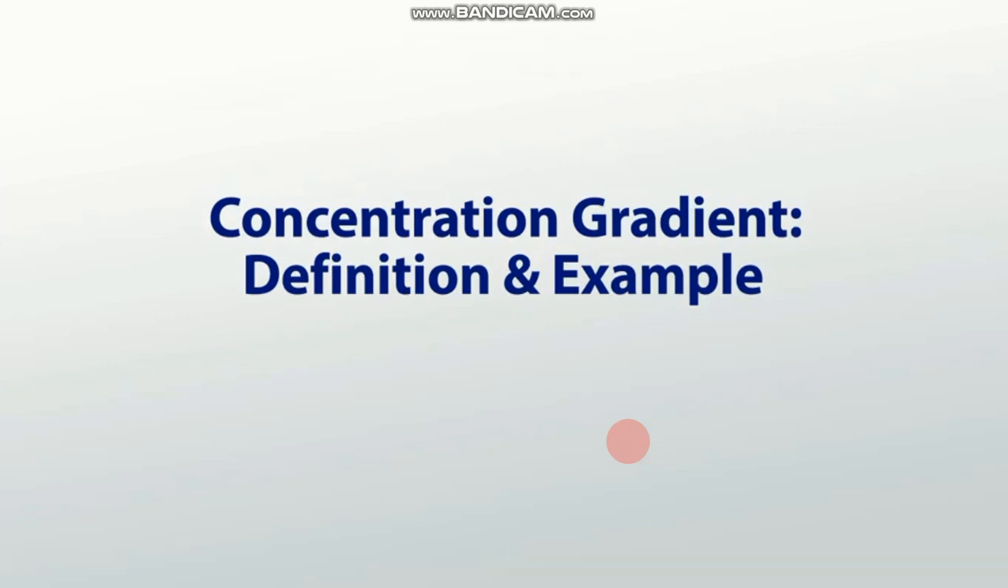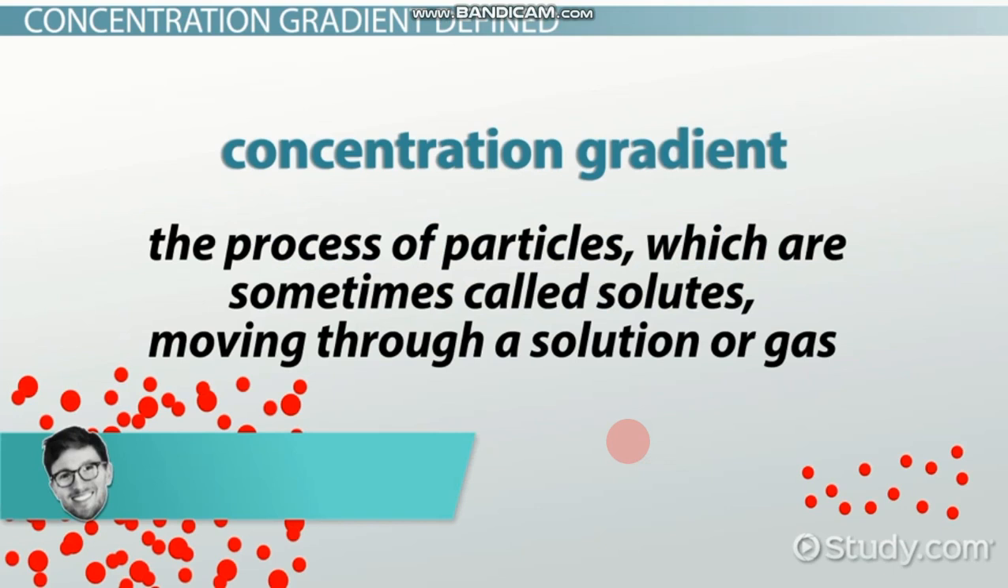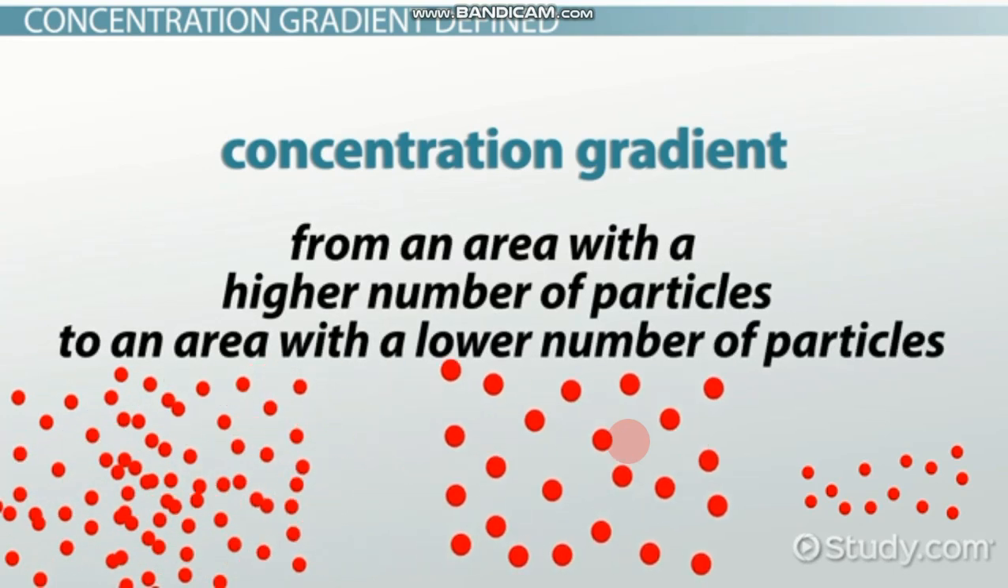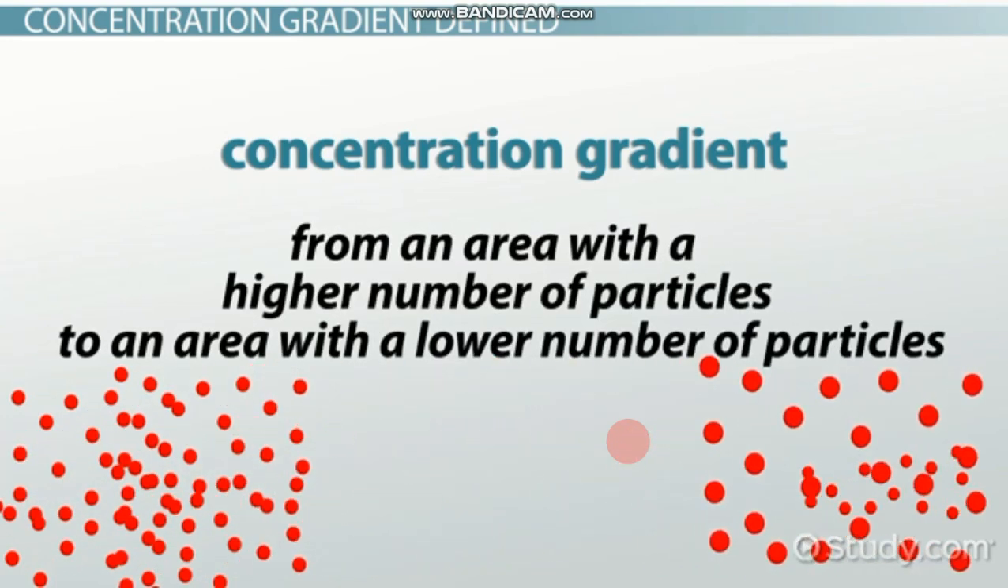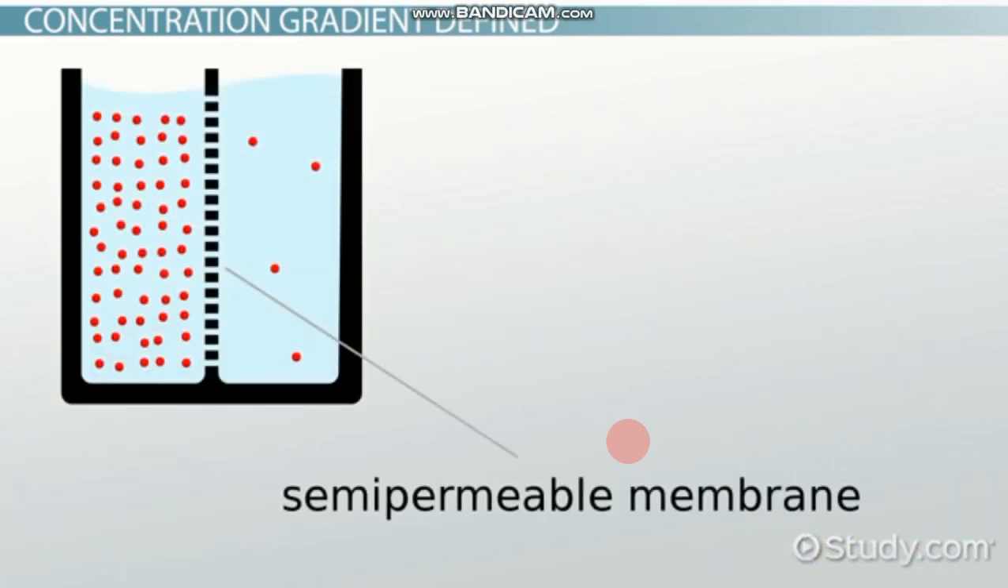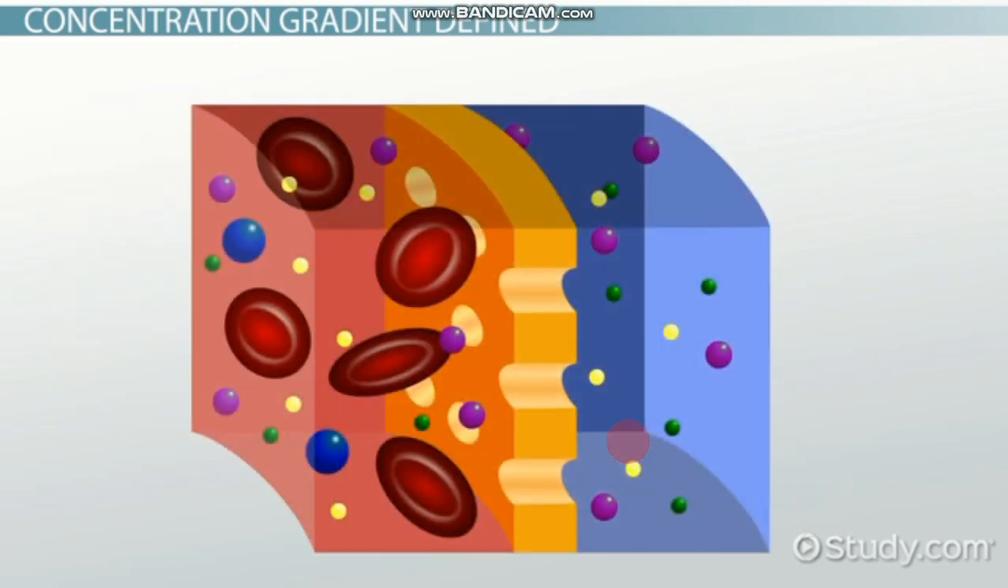The formal definition of a concentration gradient is the process of particles, which are sometimes called solutes, moving through a solution or gas from an area with a higher number of particles to an area with a lower number of particles. The areas are typically separated by a membrane. This membrane can be permeable, semi-permeable, or non-permeable.